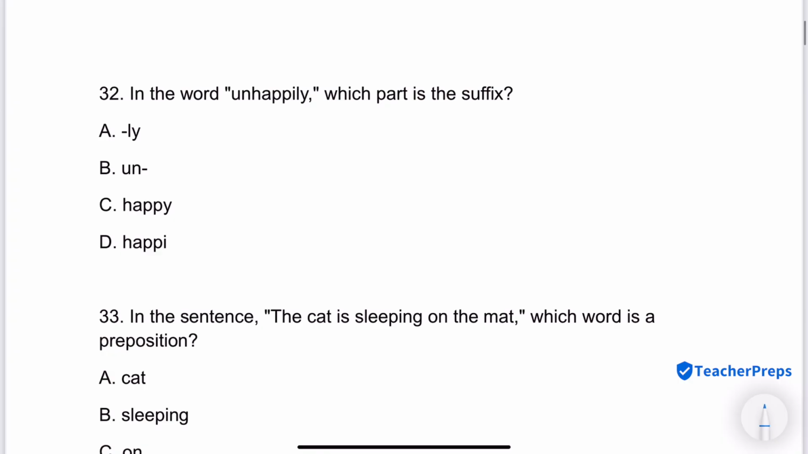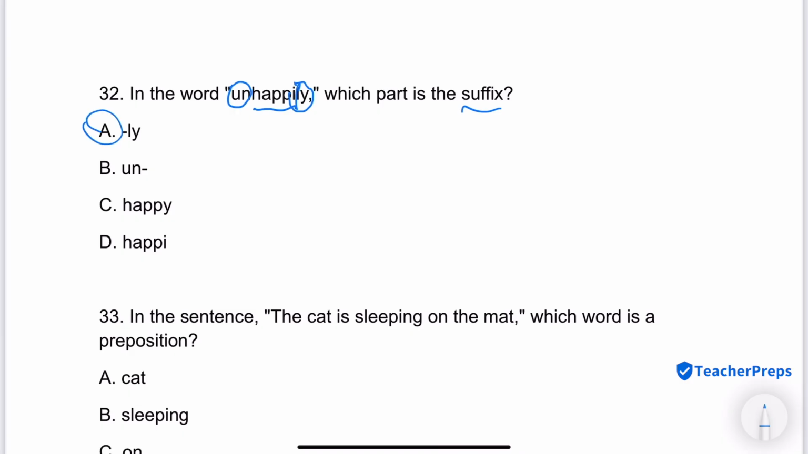Excuse me. Question number 32. This one asks, in the word unhappily, which part is the suffix? Take a moment to find the best response. All right, so remember we have root words, which is happy, and then we have affixes. We have the prefix un, and we have the suffix ly. And this is asking about the suffix, which is at the end, and so we're going to go with ly.